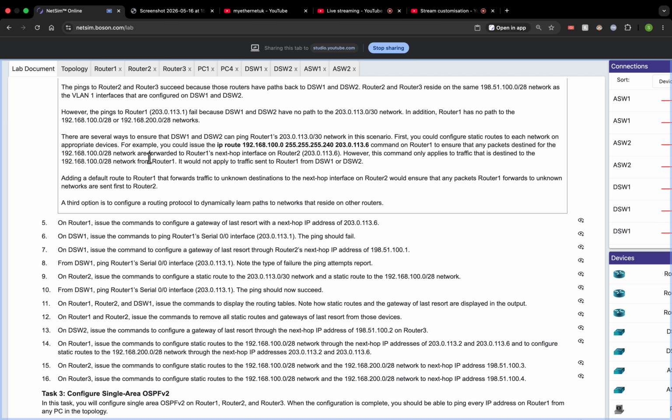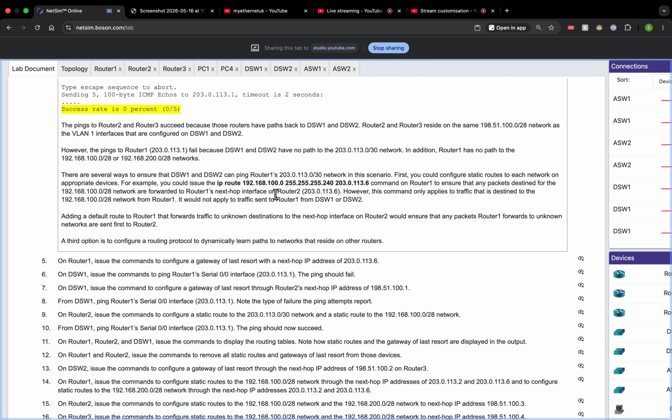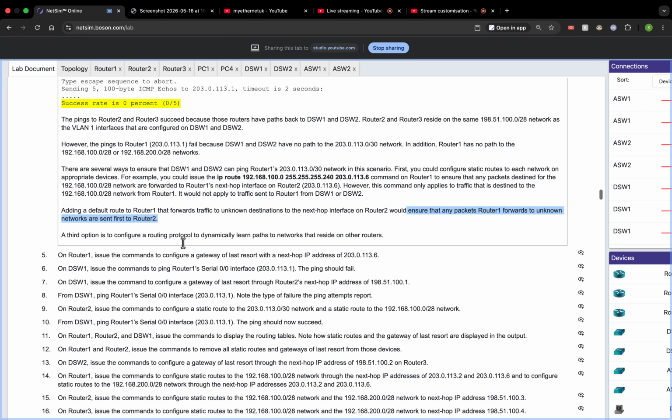So to get to this network, this subnet mask, that's the next hop, 203.0.113.6. If you look in our information, 203.0.113.6, that's .5 there. That's router 2, 203.0.113.6. So router 1 could go via router 2 to DSW1 because that's the intermediary device there. So it needs to go through there. So that's what could happen. That's what we could do.